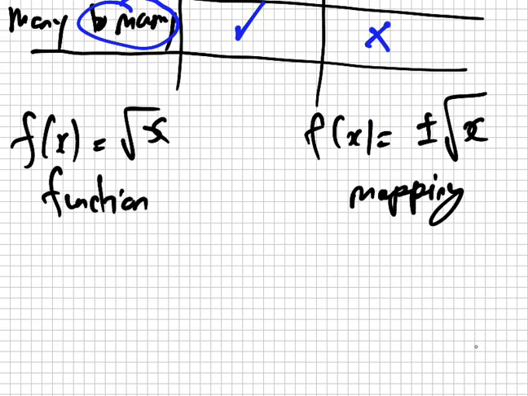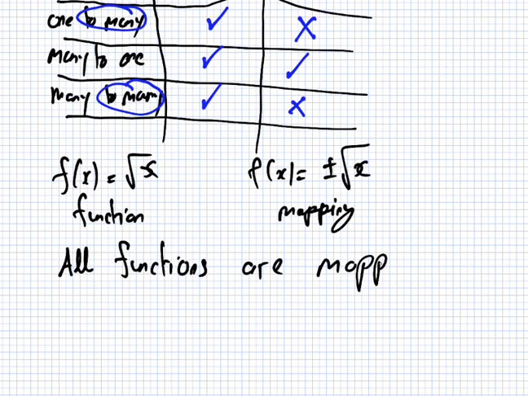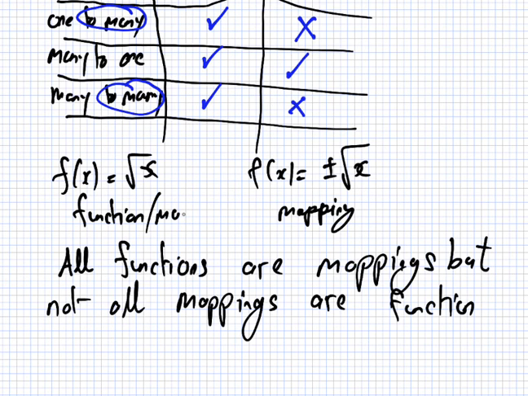They are not always careful about this language in the exam, unfortunately, but I like to be careful with this. So just as a note here, all functions are mappings, but not all mappings are functions. So we can call this a function or a mapping, but we can only call this a mapping. We can't call it a function.